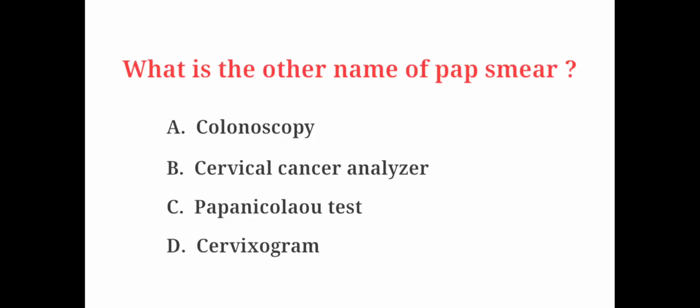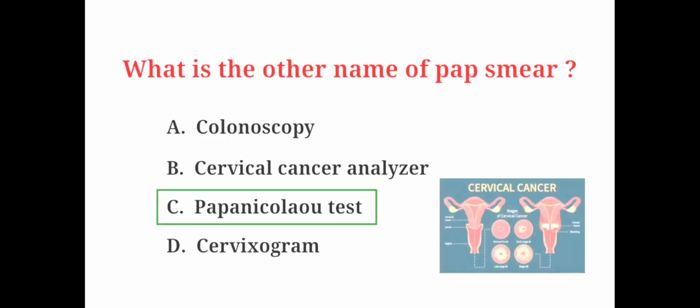What is the other name of pap smear? A. Colonoscopy, B. Cervical cancer analyzer, C. Papanicolaou test, D. Cervixogram. And the correct answer is C. Papanicolaou test. A pap smear is used to screen for cervical cancer. A pap smear test is also called Papanicolaou test.